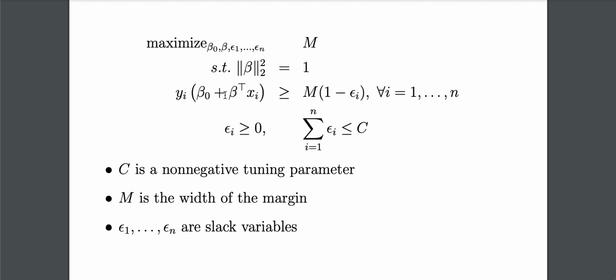So instead of dealing with m, which is a margin, we are saying that the distance, because the L2 norm of beta is 1, this will still be the distance from the hyperplane. And we allow that to be slightly m times 1 minus epsilon. Epsilon is going to be positive. Epsilon, if it's less than 1, then this quantity is positive. If this quantity is positive, that means that the point is on the correct side of the hyperplane.